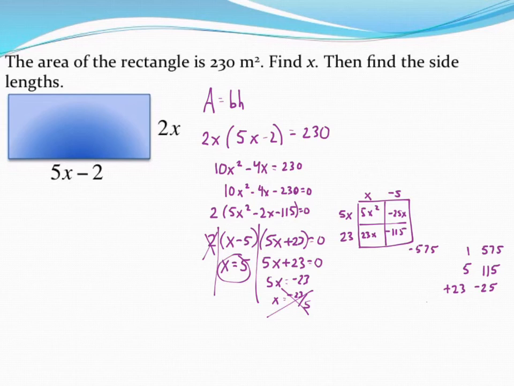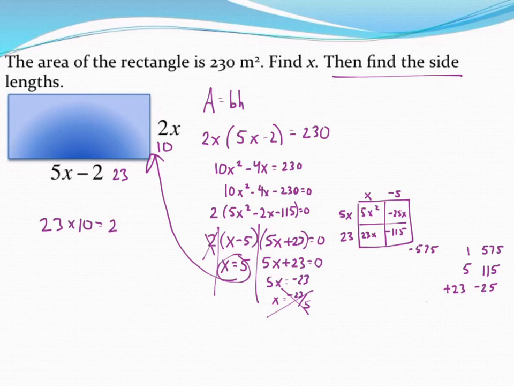If I want to check it, notice this time it does say to find the side lengths. So I'm going to plug that 5 back in. It's a great way to check your problem too. So 2 times 5 gets me 10 for this side of the rectangle. 5 times 10 is 50. 5 times 5 is 25 minus 2 gets me 23. And if I check it, 23 times 10 does in fact work out to be 230.